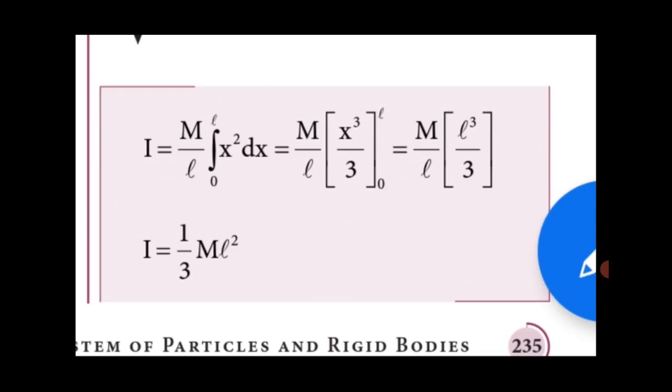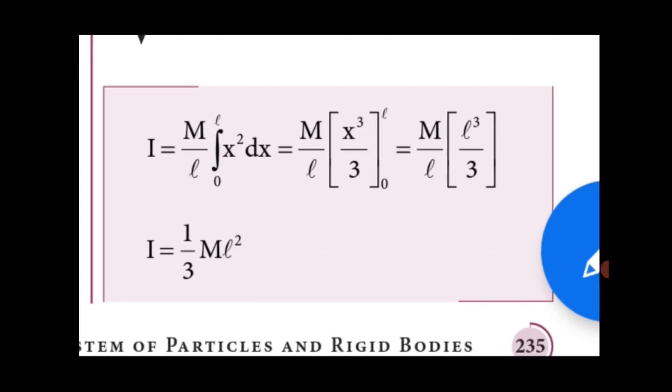So the same thing, m by L integral of x square dx, the limits of the integral being 0 to L, that is equal to m by L times x cube by 3, from 0 to L. In this case, first we substitute the upper limit. So in place of x we are just replacing L. So you will get L cube by 3, and the lower limit is 0.